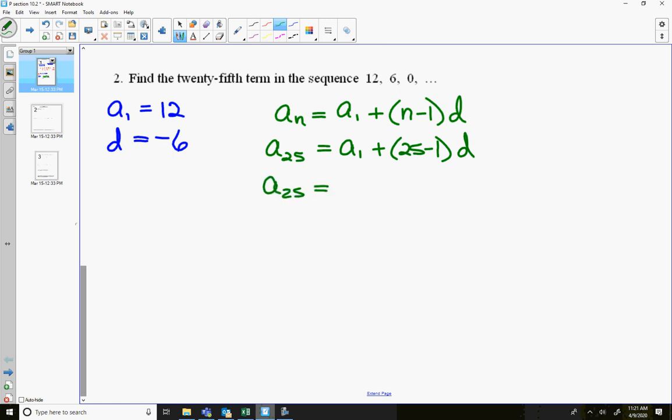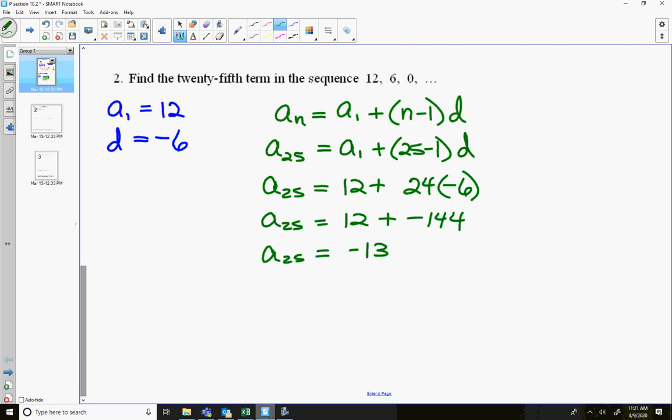All right, so the first term is 12. The common difference is negative 6. And we are just doing this arithmetic. 24 times negative 6 is basically 12 times 12, so negative 144. So we find out that the 25th term of this arithmetic sequence is negative 132.